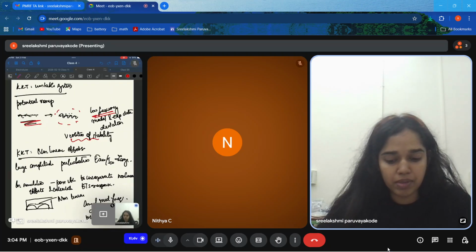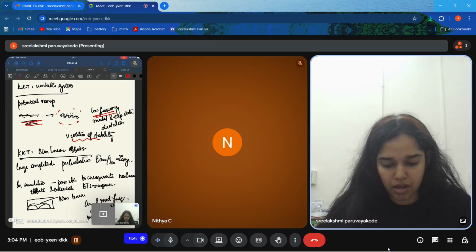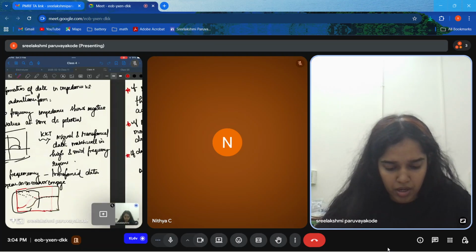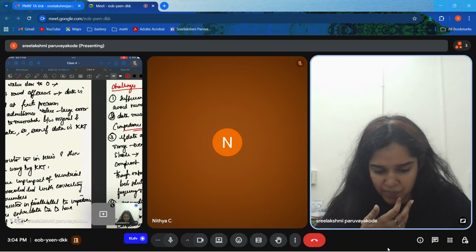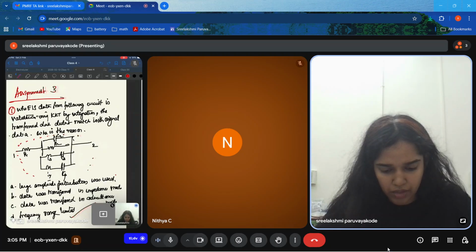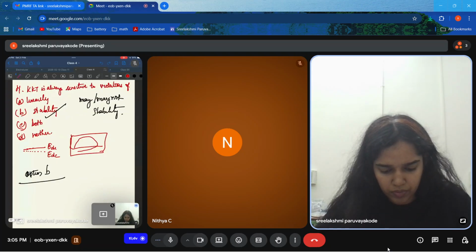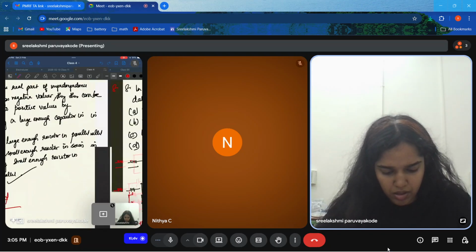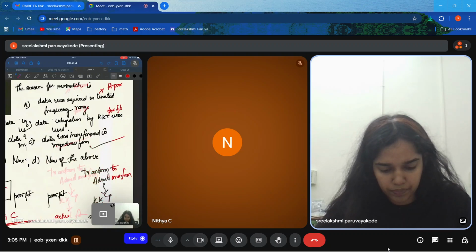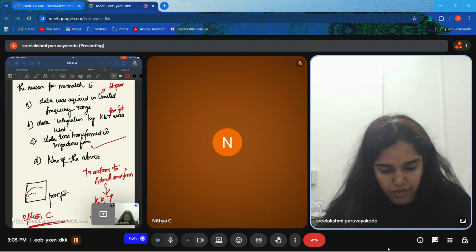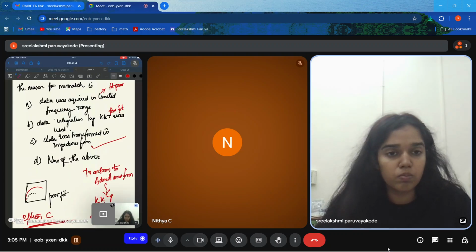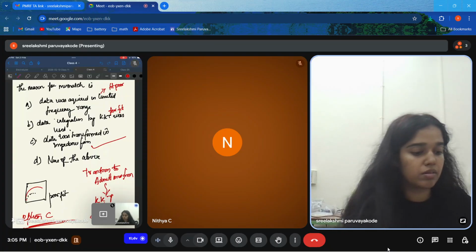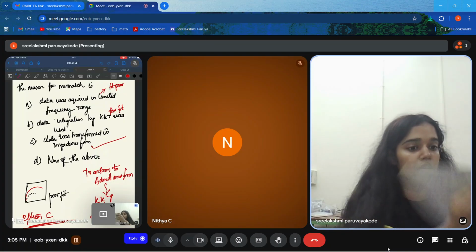Then we saw a few examples of how the KKT will be flagging the system if it is unstable, if non-linearity comes, etc. This all we saw in the last week, and then we also started with assignments. And finally, we were going to see how we are able to model the system using resistor, capacitor, and inductor.